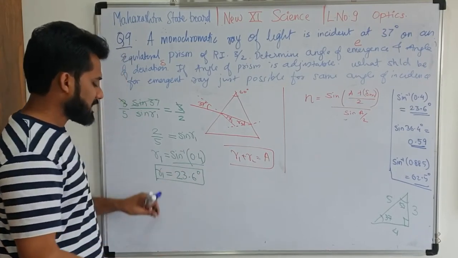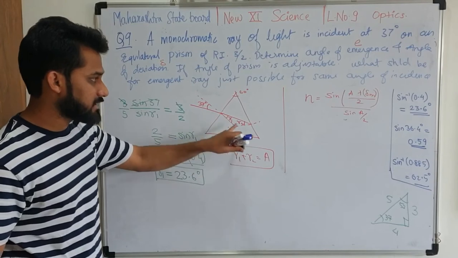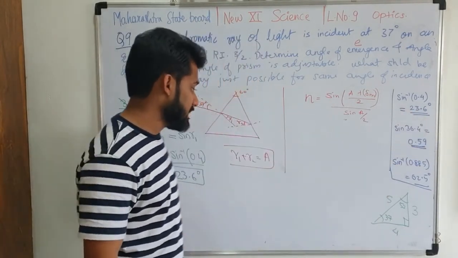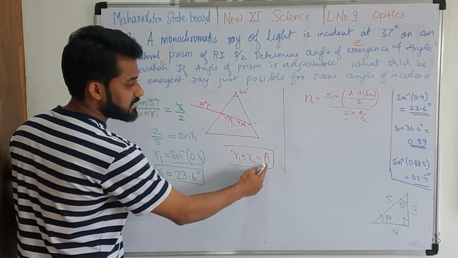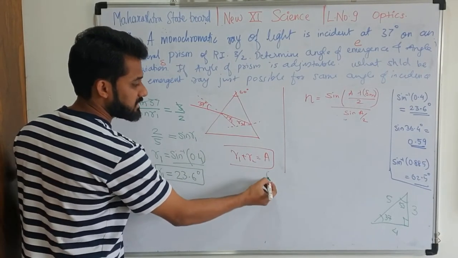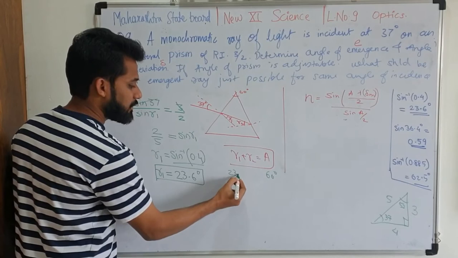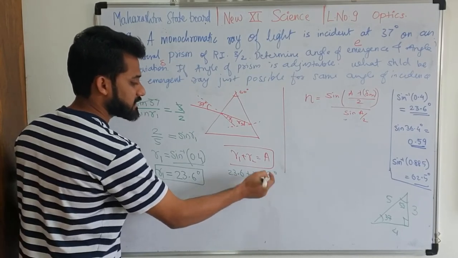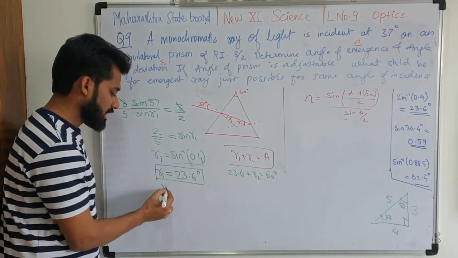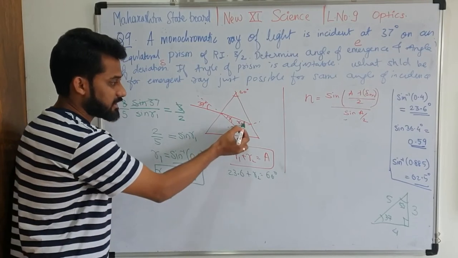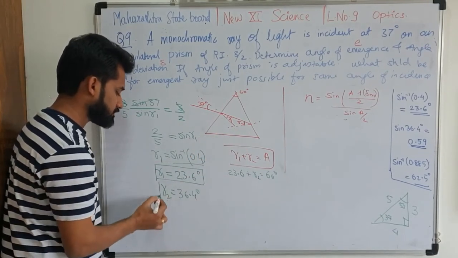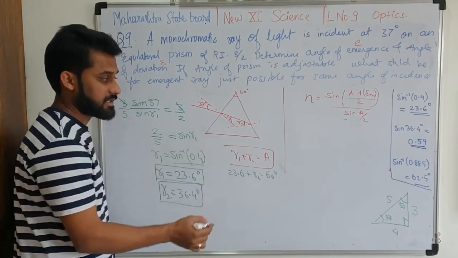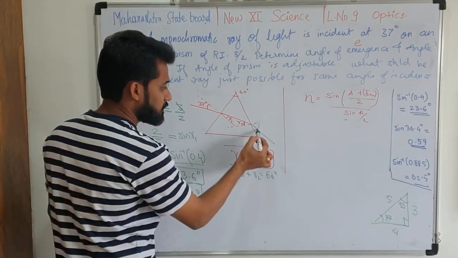Right? So as angle of refraction R1 is 23.6 degree plus R2 is 60 degree, because angle of prism is 60 degrees. 23.6 plus R2 is 60. Solving this, you will get the second refraction angle as 36.4 degrees. This is the second refraction, and from here, the light will emerge out.